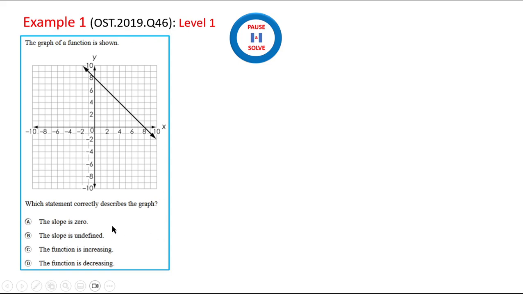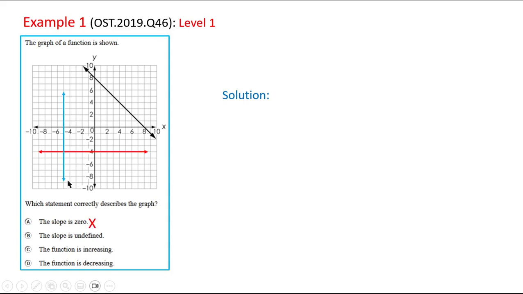Look at the options he's giving you here. It says the slope is 0. That's not true. Slope is 0 is something that looks like this. So that's not correct. The slope is undefined. Undefined looks like this. Okay? And that's not the case for our function here. So that's not true either. The function is increasing. When you look at this from left to right, is it going up? No, it's going down. So this one is also not correct. The correct answer is thus the function is decreasing.